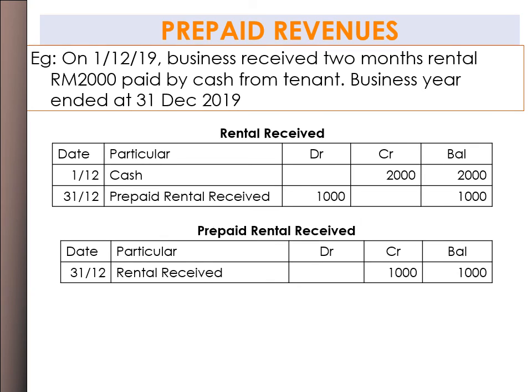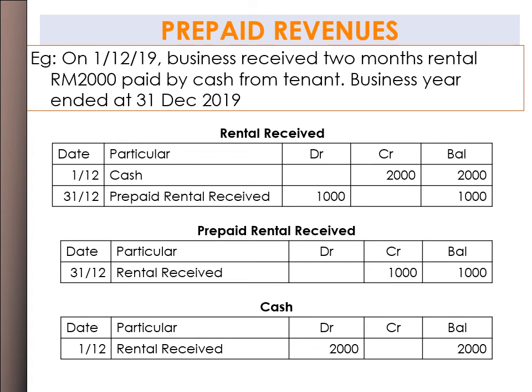So your prepaid rental receipt becomes your current liability, because that 1,000 ringgit is not yet your money, it's somebody else's money. But we will adjust the prepaid rental receipt account next year to accommodate that 1,000 for January 2020. And of course, in the cash account, you received 2,000 ringgit, with 1,000 of the rental received being extra money.